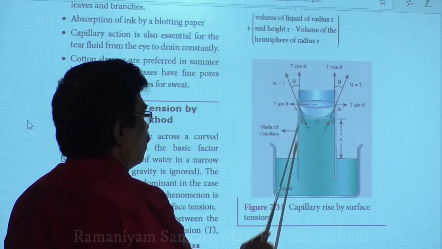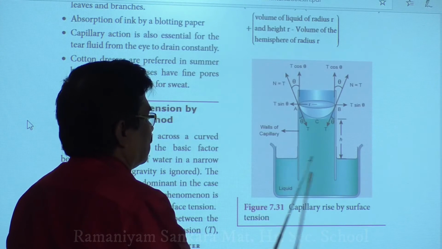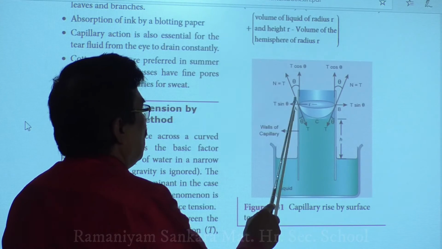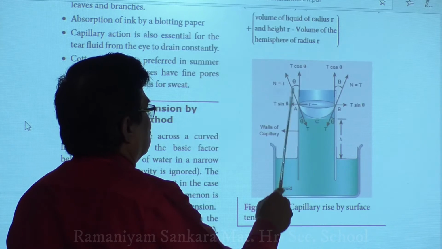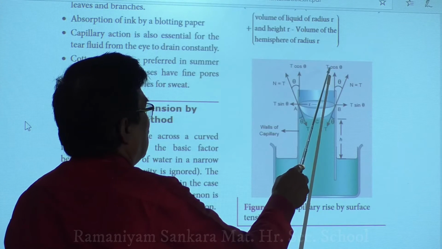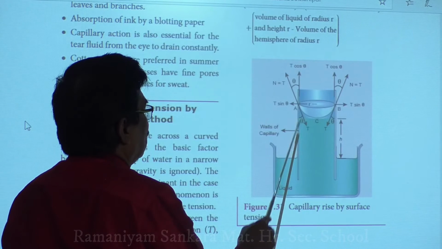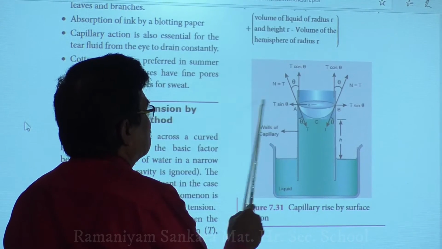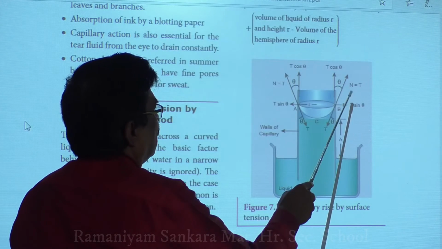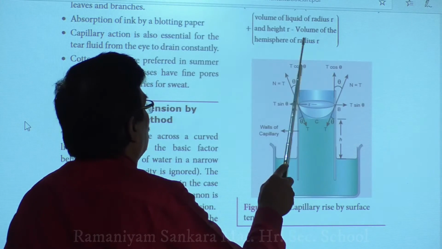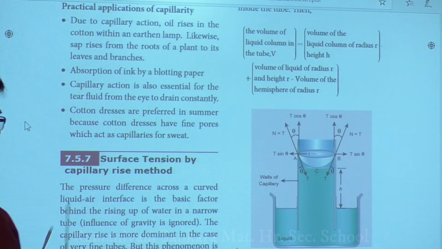Here there is a rise. Why rise? This is the surface of water in the beaker, and it goes up. Now this is the point of contact. Draw a tangent. This is the angle of contact, theta. T cos theta is the horizontal component, along with the weight of the liquid, and T sin theta is the vertical component. So the liquid draws up. N, the normal force, is equal to T. Now we go to the explanation.